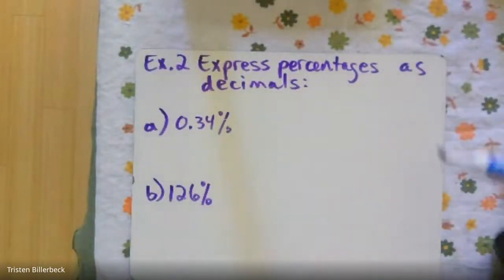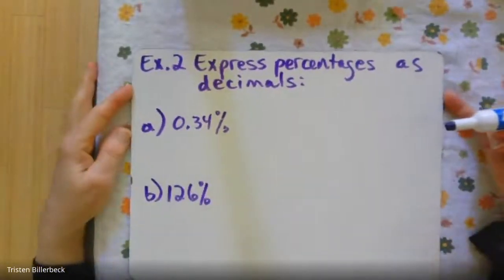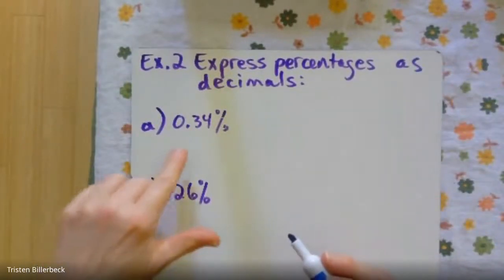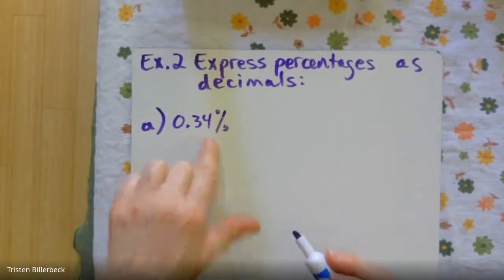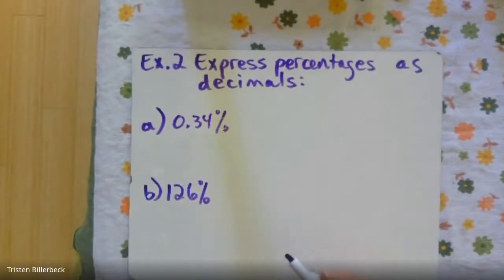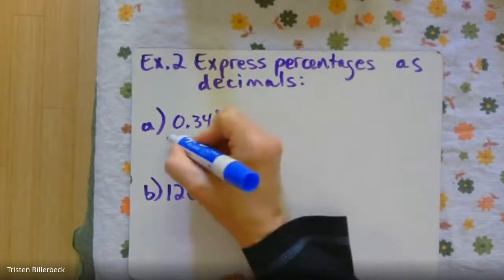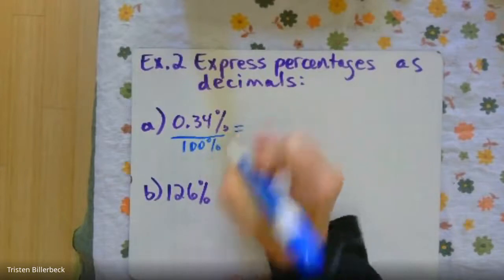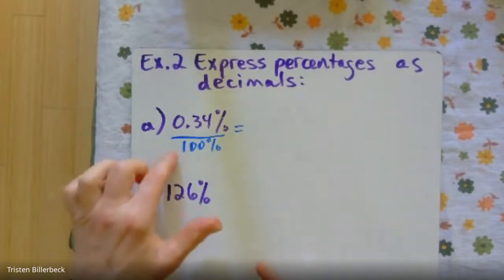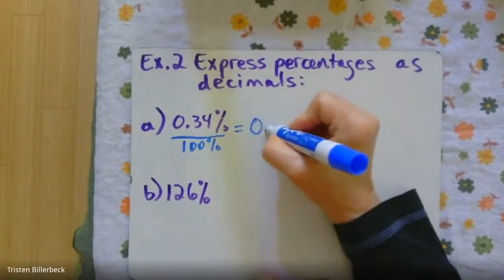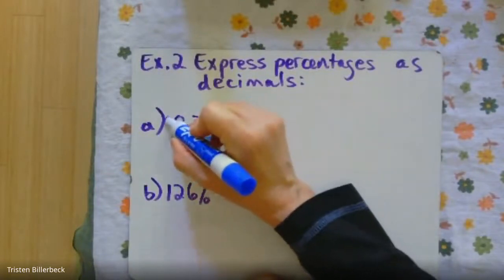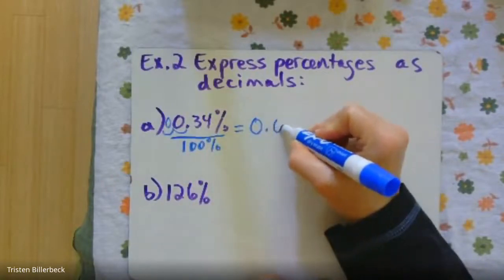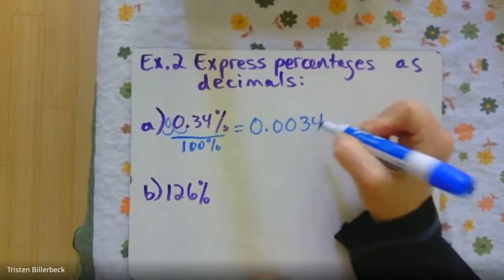All right, next, we want to express these percentages as decimals. Okay, so this one has already been multiplied by 100%. So to get rid of that percent sign, we're going to divide by 100% to see what kind of decimal we have. Well, when we do that, that makes this go this direction. So we have 0.0034 as a decimal.